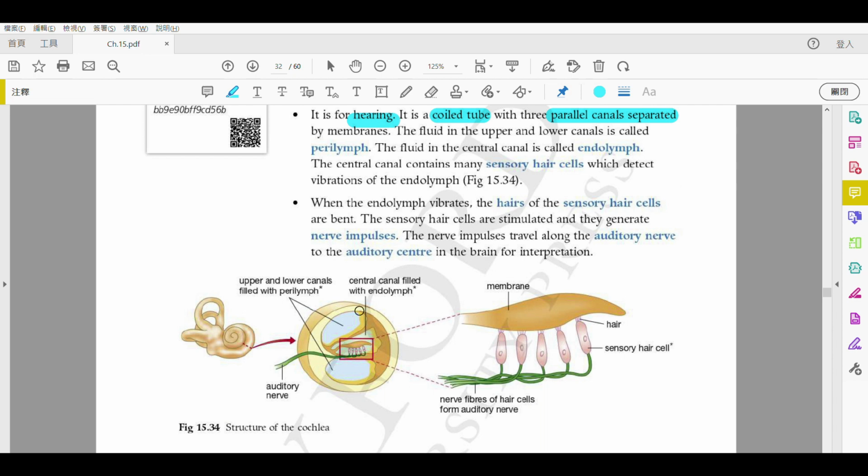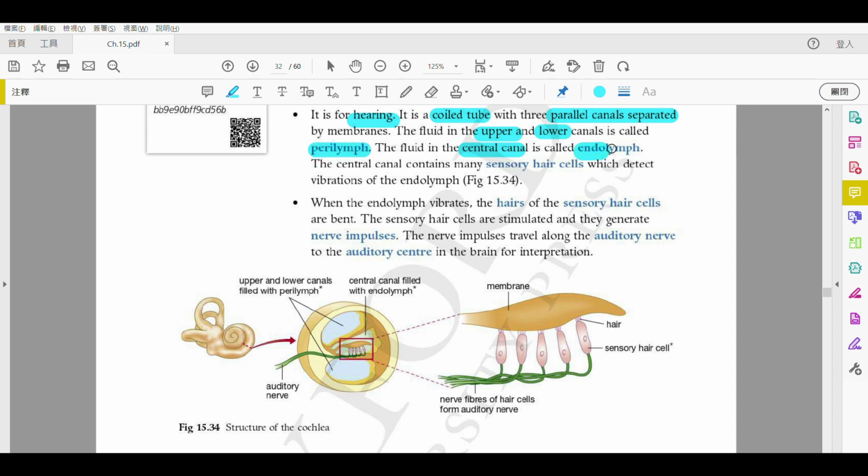Inside this cochlea, there are three parallel canals. Okay, what are the three? They are the upper, lower, okay, and central canal. So upper canal called the perilymph. Lower canal also called the perilymph. And then central canal called the endolymph.